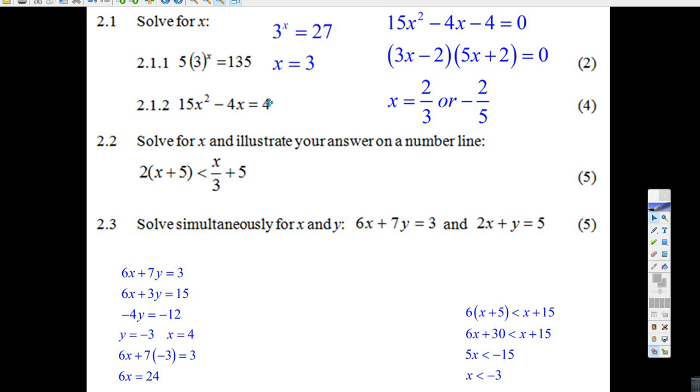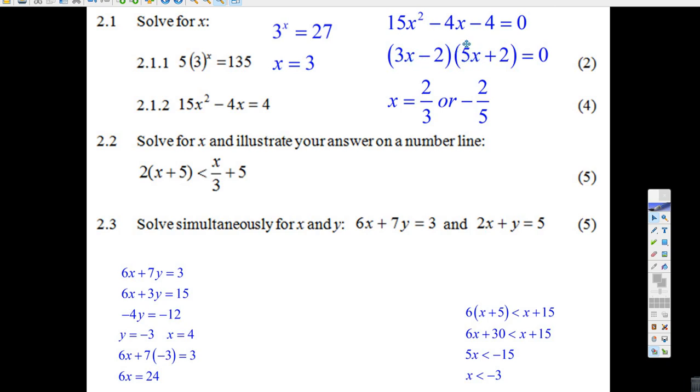This one, you get a mark just for putting it in standard form, subtracting 4 from both sides, so it's minus 4 equals 0 here. Put two brackets. Now these first two numbers have to multiply to equal 15x squared. The most likely choice is 3 times 5. That's what multiplies to equal 15.